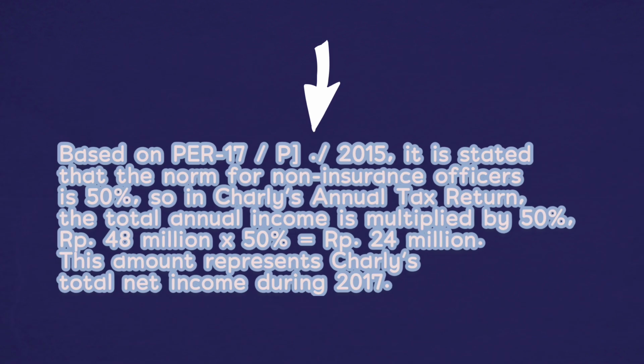Based on the data on the Direktorat Jenderal Pajak website related to this norm, it is stated that the norm for non-insurance officer is 50%. So, in Charlie's annual tax return, the total annual income is multiplied by 50%. So, 48 million rupiah multiplied by 50% equal to 24 million rupiah. This amount represents Charlie's total net income during 2017.